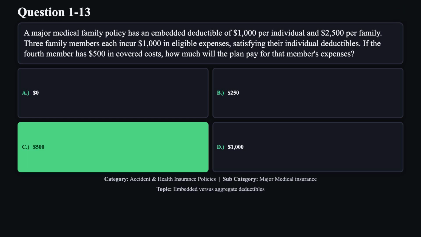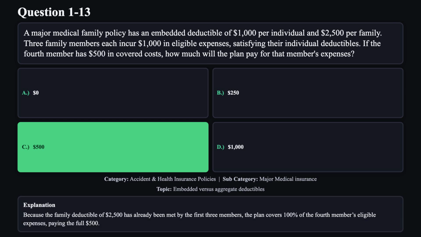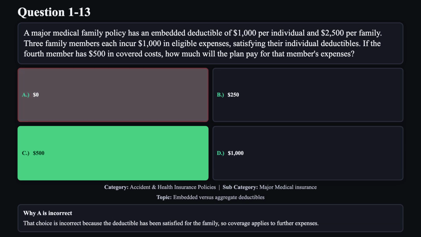The correct answer is C. Because the family deductible of $2,500 has already been met by the first 3 members, the plan covers 100% of the 4th member's eligible expenses, paying the full $500. Reason A is not correct. That choice is incorrect because the deductible has been satisfied for the family, so coverage applies to further expenses.